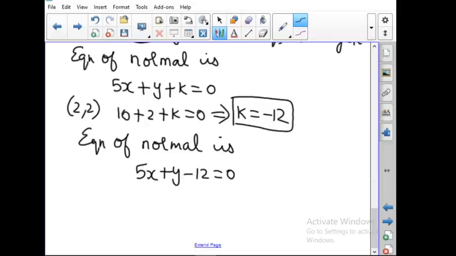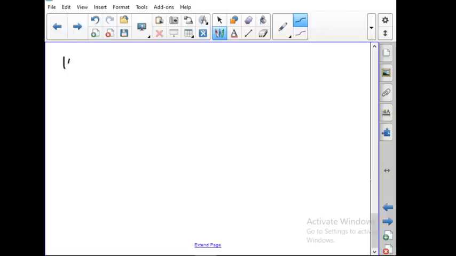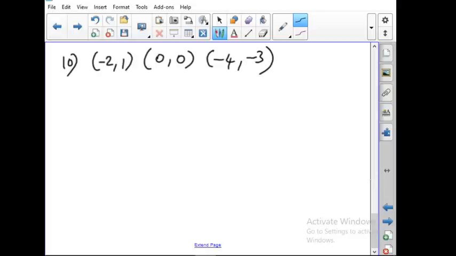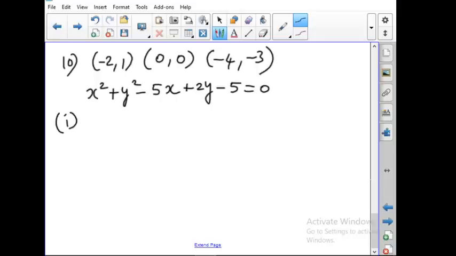Now let us go to problem number 10. We are going to check whether the given points lie outside or inside the circle or on the circle. The given points are minus 2, 1; 0, 0; and minus 4, minus 3. The given equation of circle is x square plus y square minus 5x plus 2y minus 5 equal to 0. First let us substitute the point minus 2, 1 in the equation.